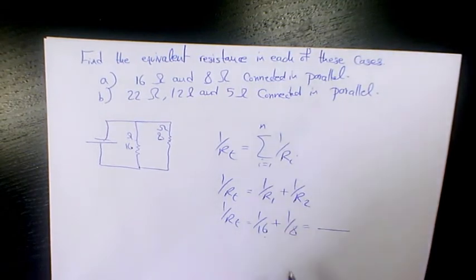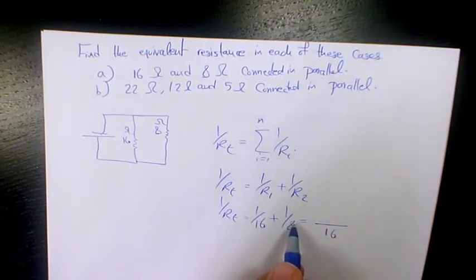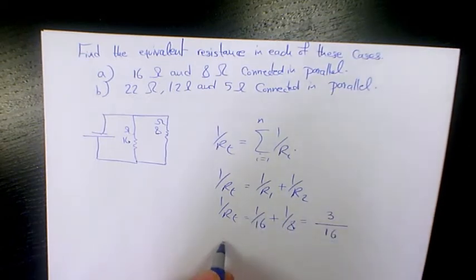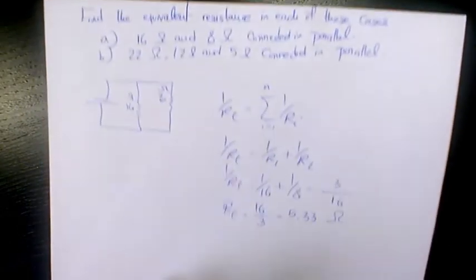Since we have two different denominators, when you add them, you need to use the common denominator. So you need to multiply numerator and denominator by 2. So 1 plus 2 is going to be 3. So RT, you need to flip this one because this one is 1 over RT. So it's going to be 16 over 3. That's going to be 5.33 ohm. That's the answer to part A.